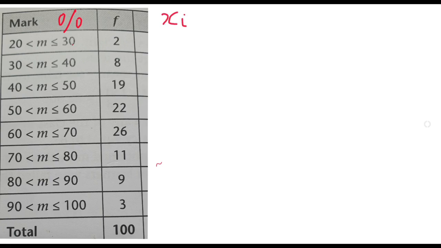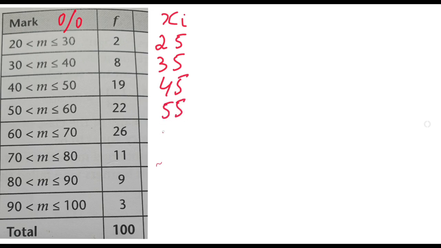So 20 plus 30 divided by 2, the answer will be 25. 30 plus 40 divided by 2, answer will be 35. 40 plus 50 divided by 2, answer will be 45. You can see we are counting in tens. 45, then this is going to be 55.